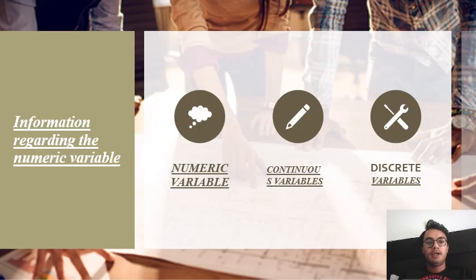As we show, information regarding the numerical variable, continuous variable, and discrete variable. Numerical variables, also known as quantitative variables, are either in the form of a discrete series or a continuous series. Let's move to the second slide.